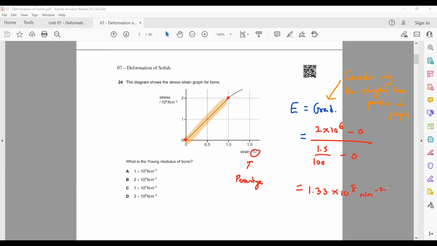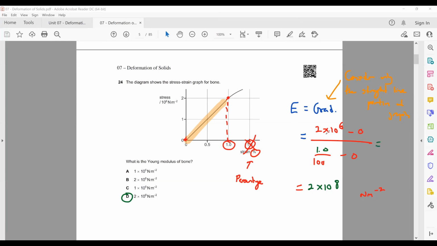Am I correct? Sorry, my mistake. I took 1.5 right? No, I'm talking about this one. I should have taken 1. Sorry, my mistake. Not 1.5. This one is 1.0. Okay. So 1 divided by 100, 2 times 10 power 6 divided by the answer. You will get 2 times 10 power 8 Newton per meter square, which is answer D. Okay.